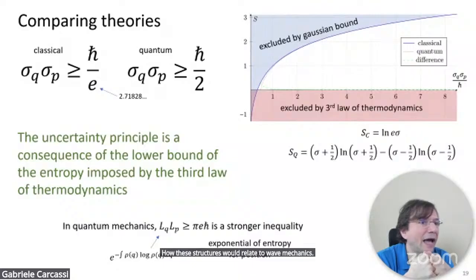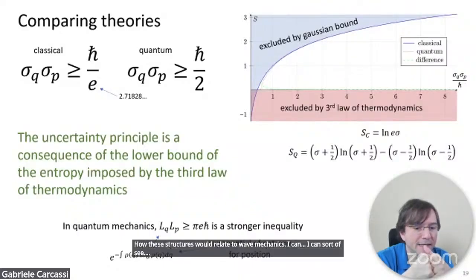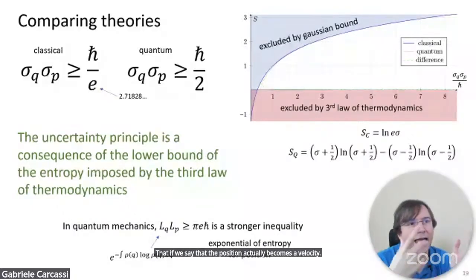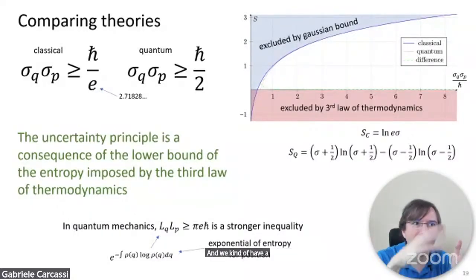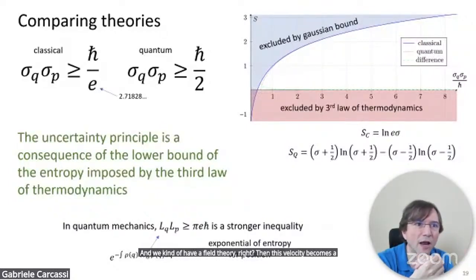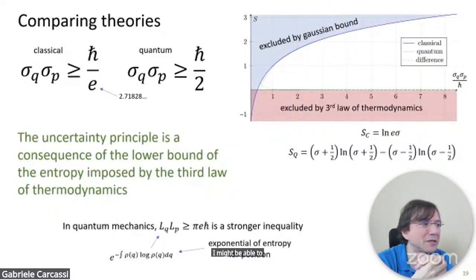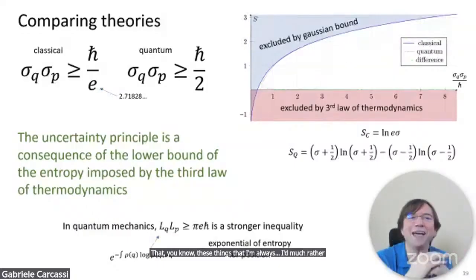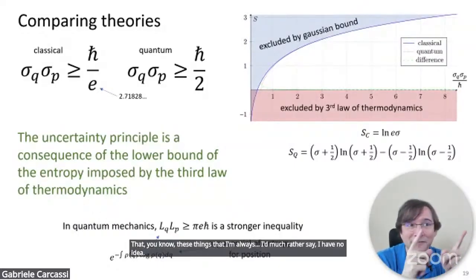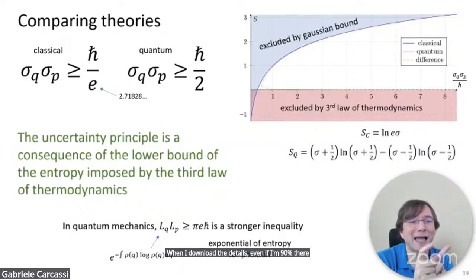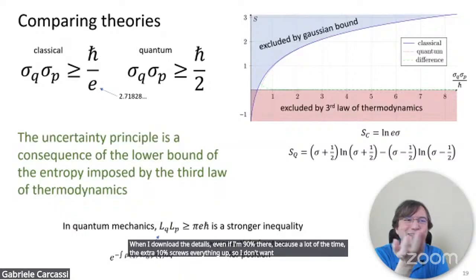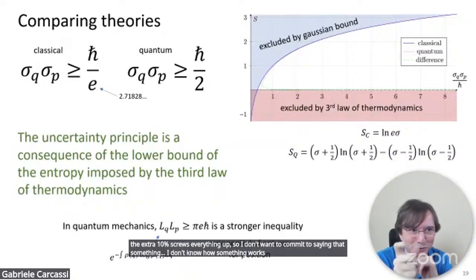I can sort of see that if we say that the position actually becomes a velocity, and we kind of have a field theory, right? Then this velocity becomes a wave propagation and so on. I might be able to see how this works, but I don't see the details. And in all these things, I much rather say I have no idea when I don't know the details, even if I'm 90% there, because a lot of the time the extra 10% screws everything up. So I don't want to commit to saying how something works if I'm not sure of the last 10%.